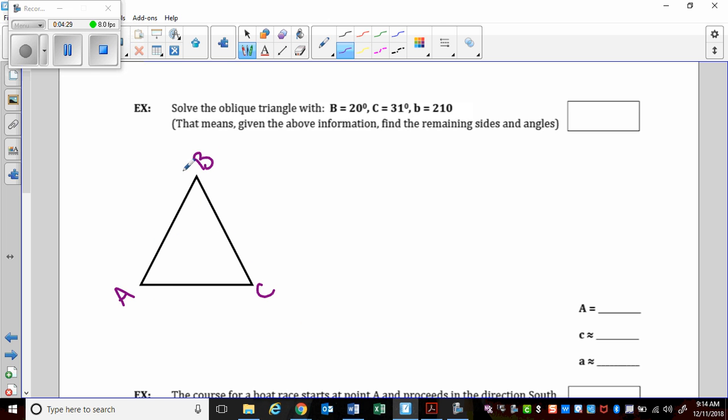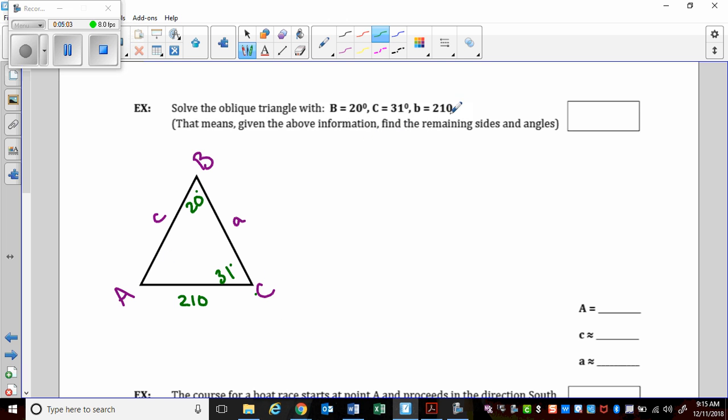Remember that your angles, the vertices, the corners, are the capital letters. The ones across are gonna be your lowercase letters. These are your side lengths. And then plug in your information. They tell you that B is 20 degrees. C is 31 degrees. And side b is 210. So I know that I can put that here, 210, not 210 degrees. So side b is 210.